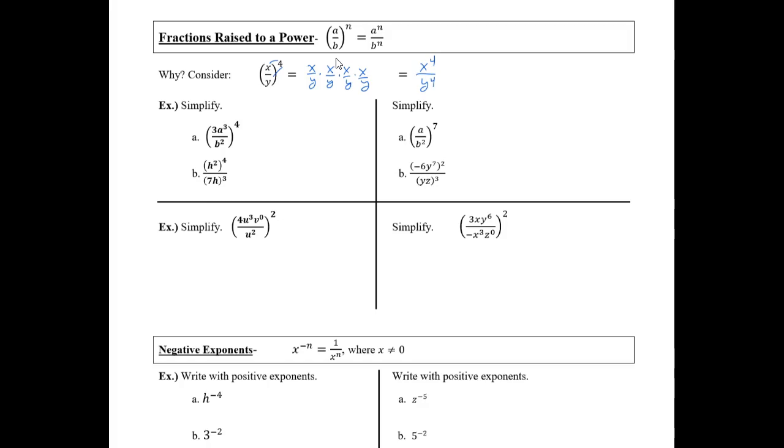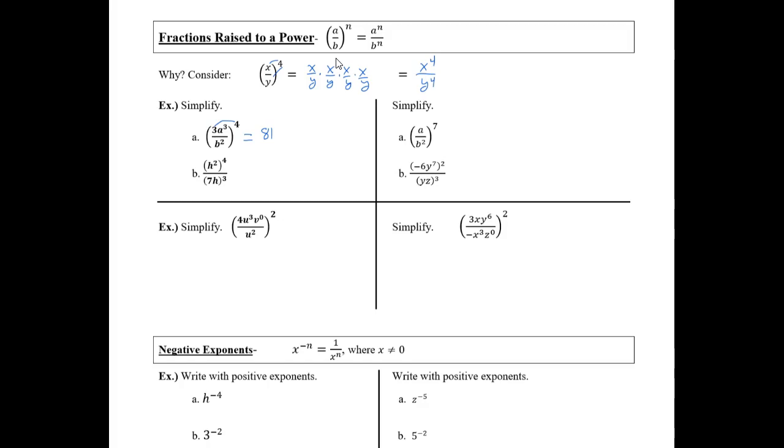That will be true for coefficients as well. Everything inside would get that fourth power, or whatever power you are taking. So in this first example, I have 3a cubed divided by b squared, that quantity to the fourth power. Everything in there has to get that fourth power. So 3 times 3 times 3 times 3, 3 to the fourth power is 81. So I have to remember to take that coefficient to the fourth power.